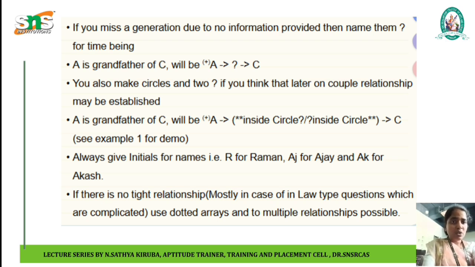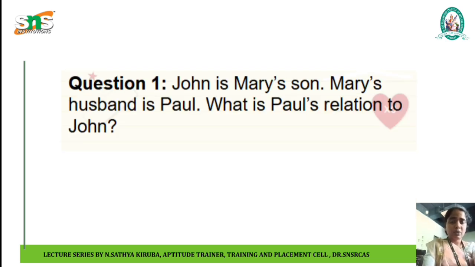Always give initials for the names. If it is Raman, you usually use R. Ajay means AJ, Akash means AK. If you use it like this, it will be helpful for you to answer questions. If there is no tight relationship, mostly in-law type of questions which are very complicated, using dots will save your time and also make you remember that this is the first set of questions. Now we can solve two or three questions here.